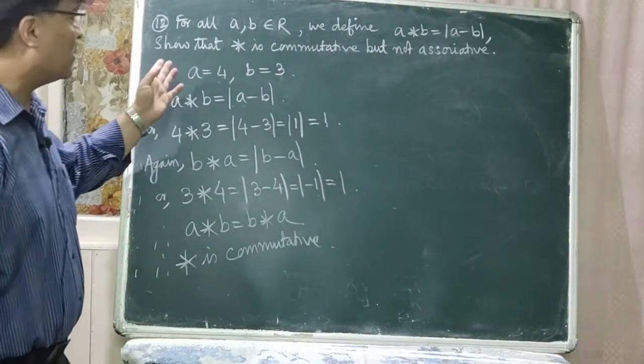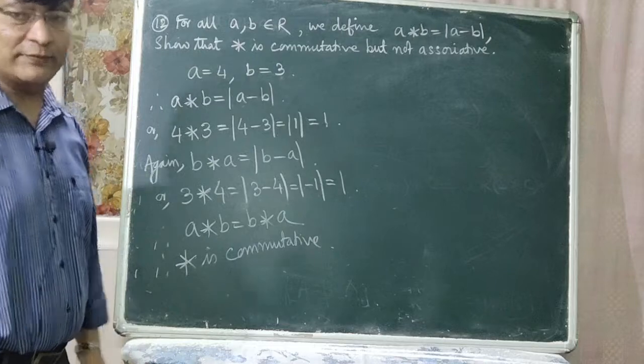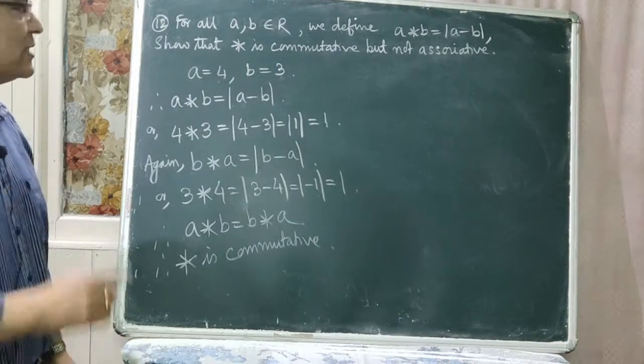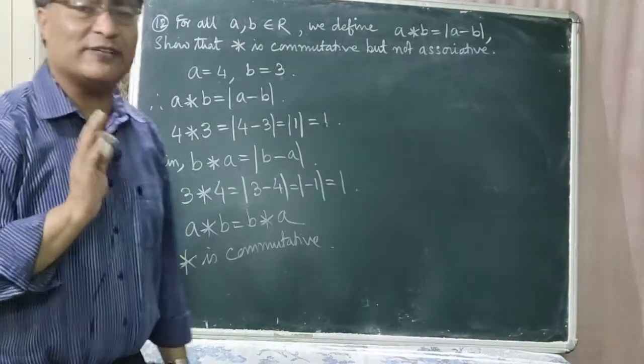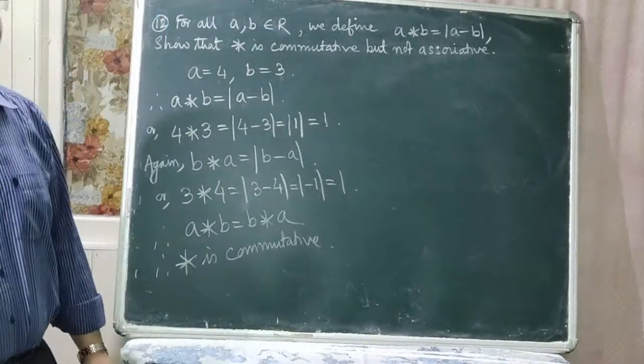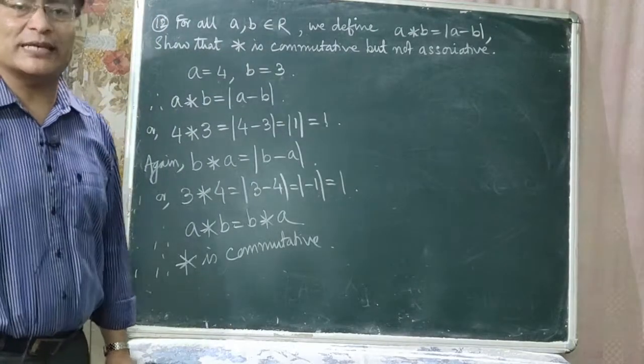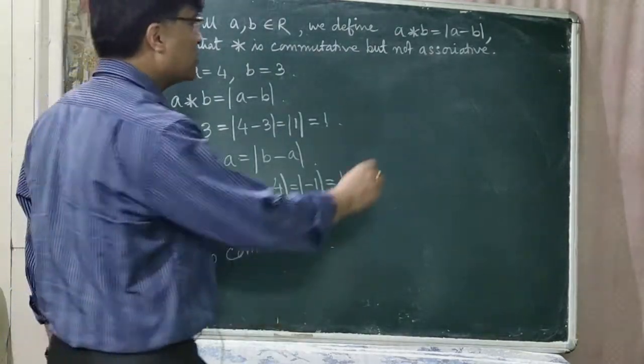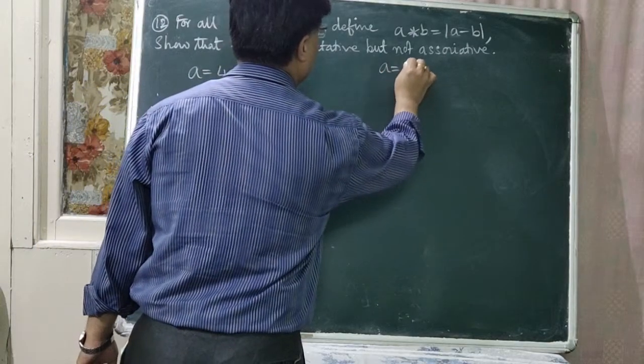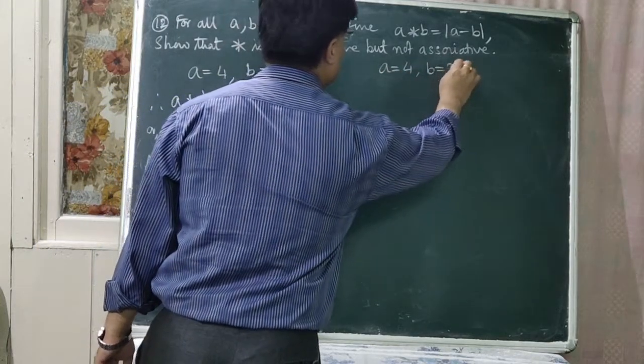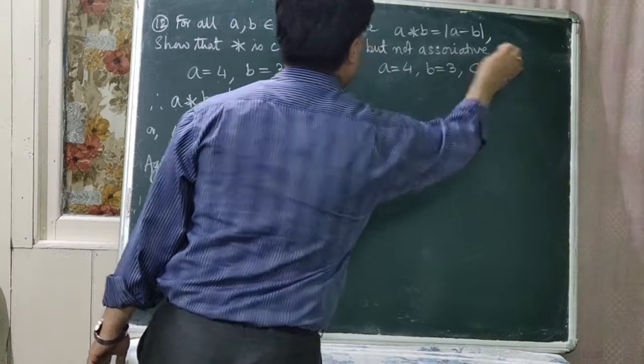Now let us prove star is not associative. Here also let us give an example. For associativity, you have to give three elements that belong to the set of real numbers. That means you can put A is equal to 4, B is equal to 3, and C is equal to 2.